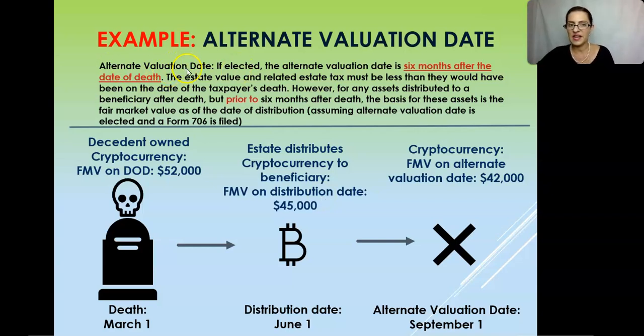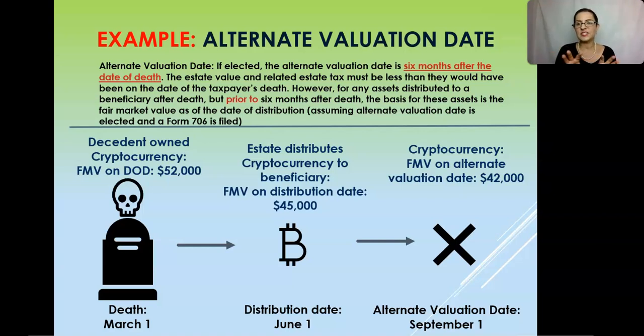If the alternate valuation date is elected, if you have a situation where the executor is choosing the alternate valuation date, but the assets of the estate somehow get distributed in between the date of death and the alternate valuation date, then any assets that are distributed to the beneficiary in between those two dates, it's going to be the fair market value on the date of the distribution. This is assuming that the alternate valuation date is elected and a Form 706 is filed. So this particular scenario is only going to apply if you have a situation where the Form 706 is filed and the executor chooses the alternate valuation date.